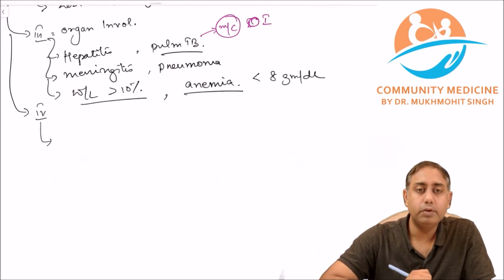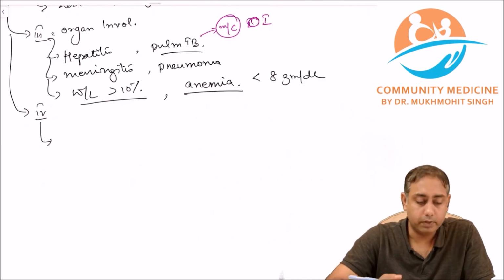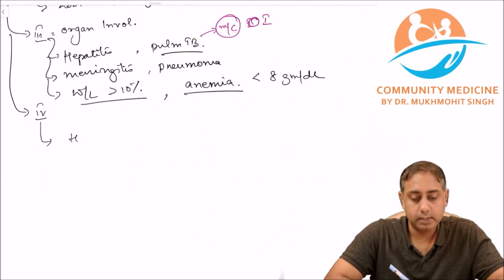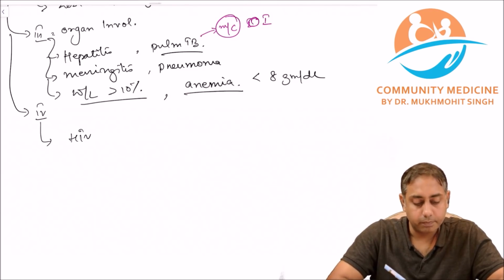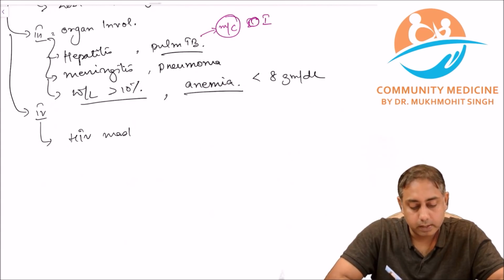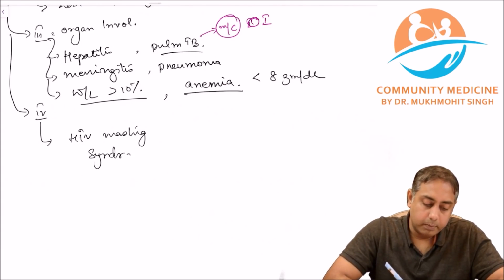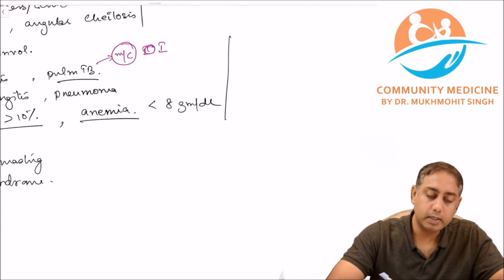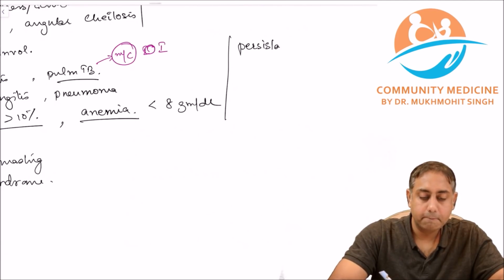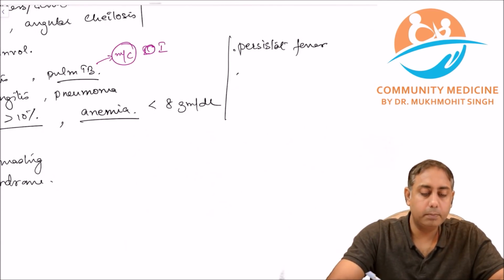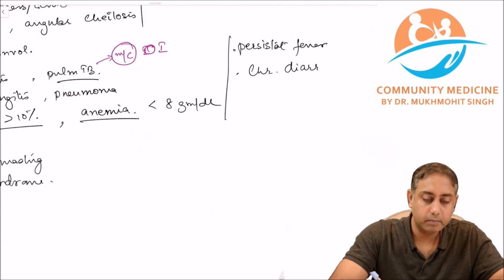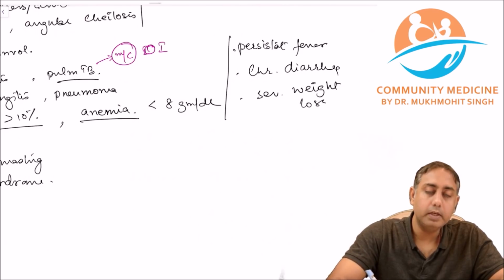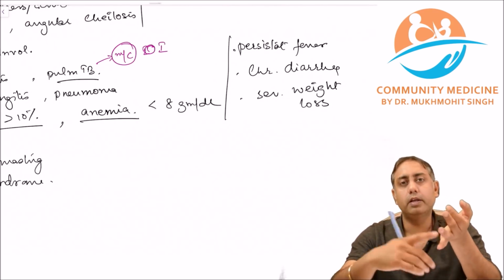Stage 4 HIV. When would you classify a patient into stage 4 HIV? Stage 4 HIV is what we call AIDS related complex, or HIV wasting syndrome. Please remember that in stage 3, as you also know, there is persistent fever, or there could be chronic diarrhea, or there could be severe weight loss, right? We have already talked about this. There could be fever or diarrhea or weight loss.